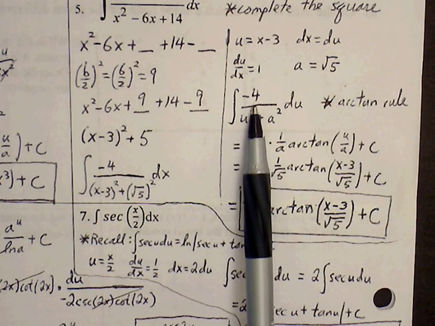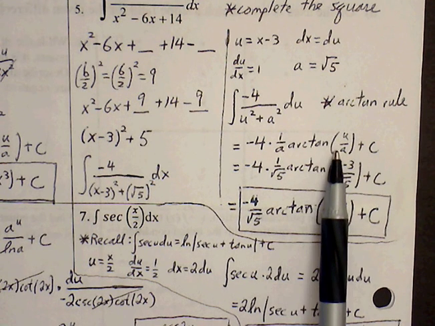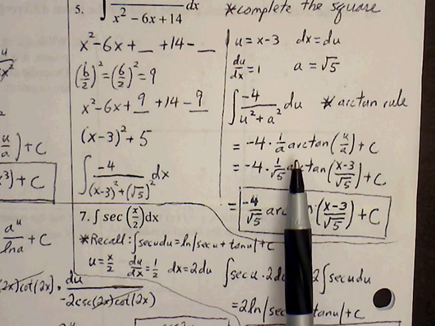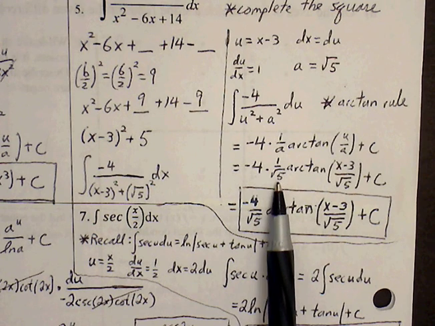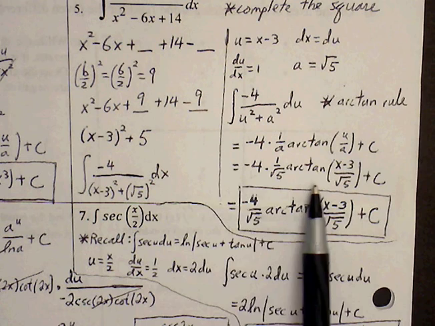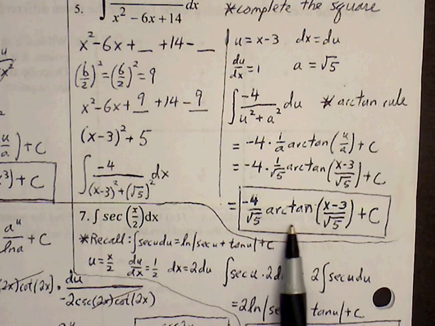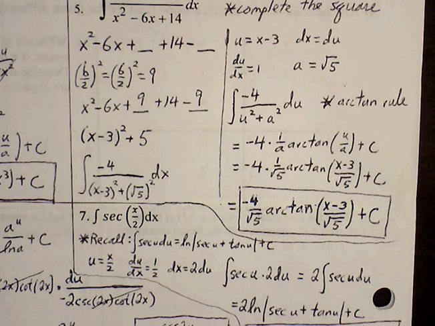The -4 is a coefficient, so we have that in front, times 1 over a arctangent of u over a plus c. Now our a value is square root of 5, so I simply replace a with square root of 5, replace u with x minus 3, and we combine this to be negative 4 over root 5, arctangent of x minus 3 over root 5 plus c.